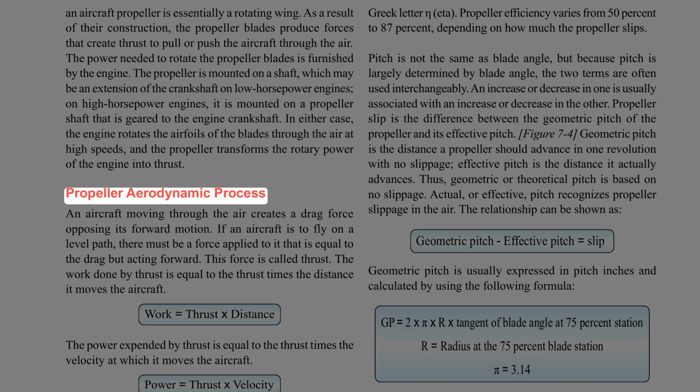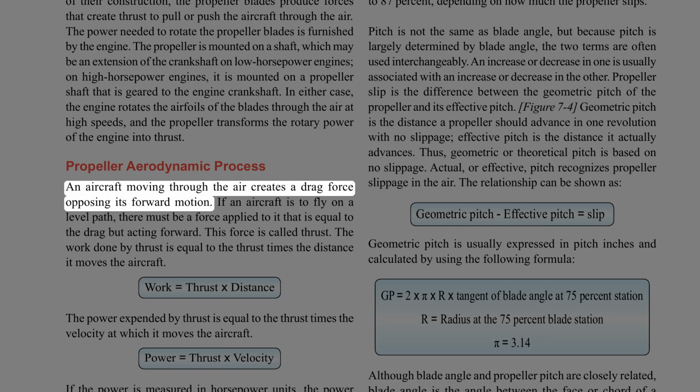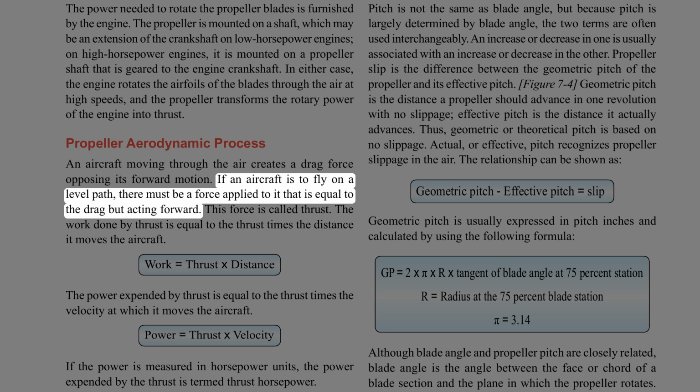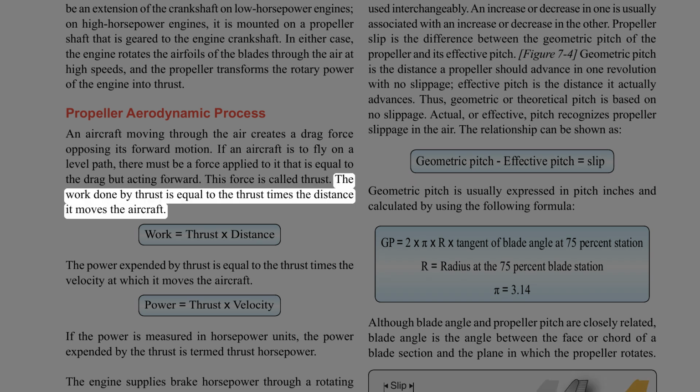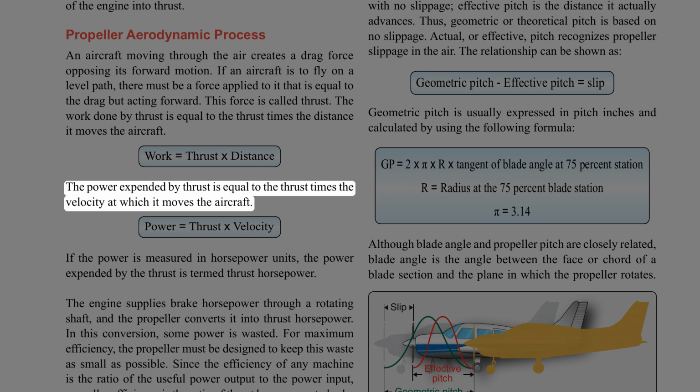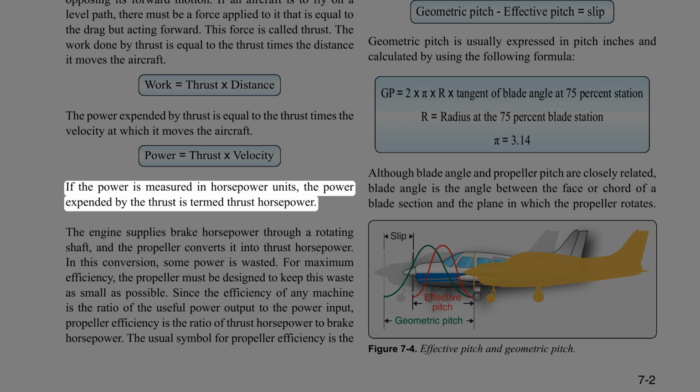Propeller aerodynamic process. An aircraft moving through the air creates a drag force opposing its forward motion. If an aircraft is to fly on a level path, there must be a force applied to it that is equal to the drag but acting forward. This force is called thrust. The work done by thrust is equal to the thrust times the distance it moves the aircraft. The power expended by thrust is equal to the thrust times the velocity at which it moves the aircraft. If the power is measured in horsepower units, the power expended by the thrust is termed thrust horsepower.